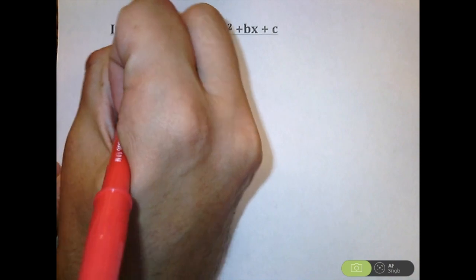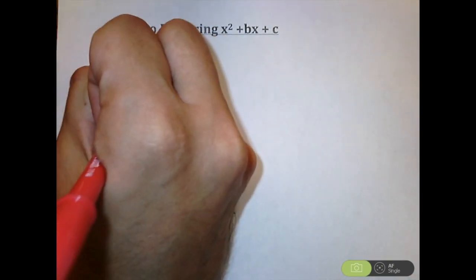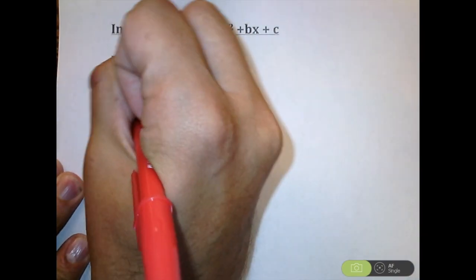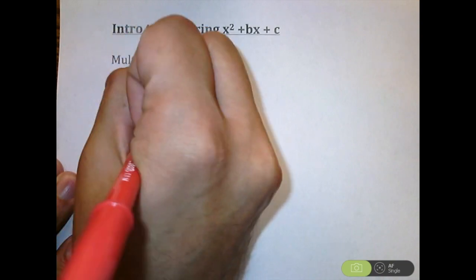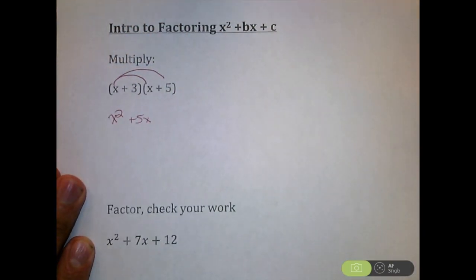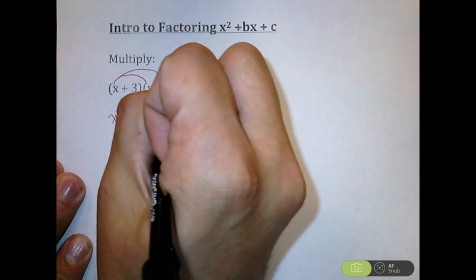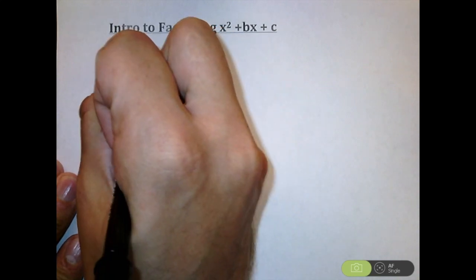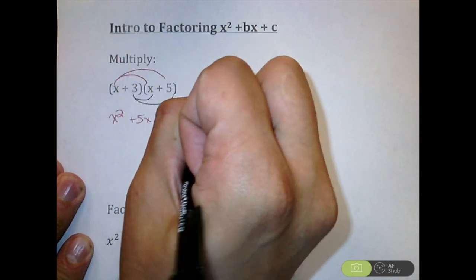We're going to take x times x, which is x squared, x times 5, which is 5x, and then distribute the other piece there, which is a 3. 3 times x is 3x. 3 times 5 is 15.